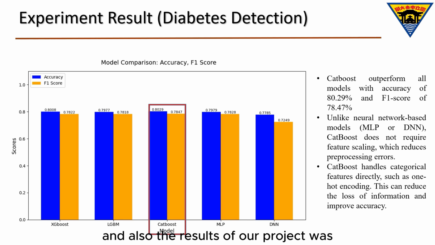The results of our diabetes detection experiment indicate that CatBoost outperformed other models with an accuracy of 80.29% and an F1 score of 78.47%. CatBoost's ability to handle categorical features directly and its minimal pre-processing requirements contribute to its superior performance, reducing potential errors and enhancing model reliability.